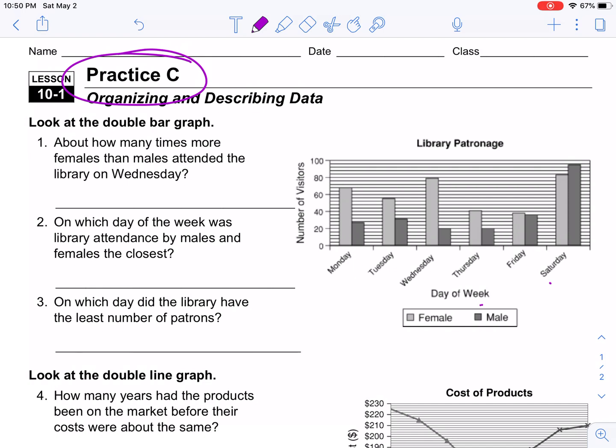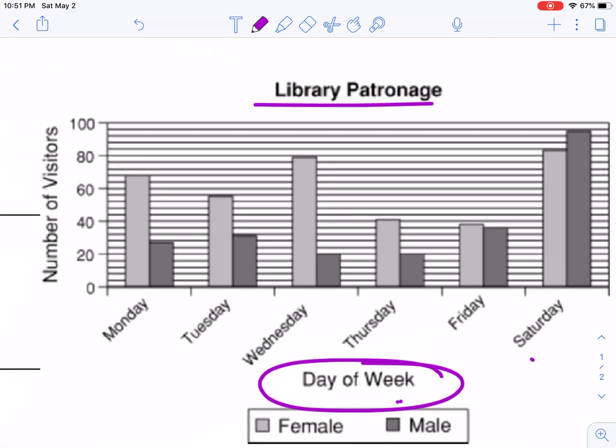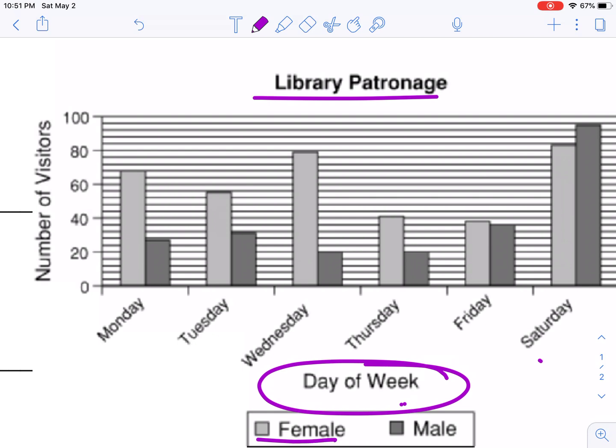So over here, we have the days of the week and then how many people visited a library. Okay, so let's take a look. About how many times more females than males attended the library on Wednesday? So what we need to do is identify how many females and how many males attended the library.